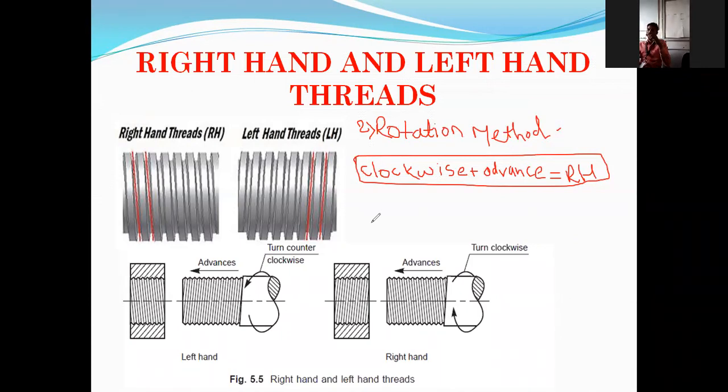Opposite is also possible. Opposite means anti-clockwise rotation. Anti-clockwise rotation plus advance equal to left hand thread. म्हणजे तुम्ही anti-clockwise फिरवताय. From where we have to see? ते बघायचं कुठून, तेही महत्वाचं आहे.